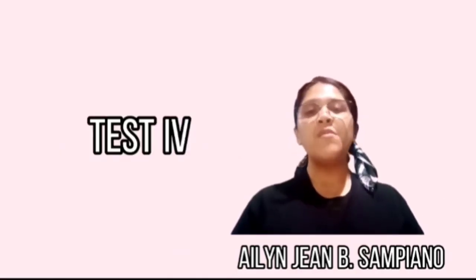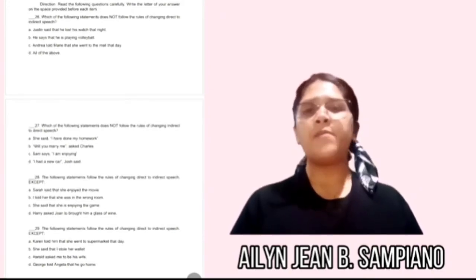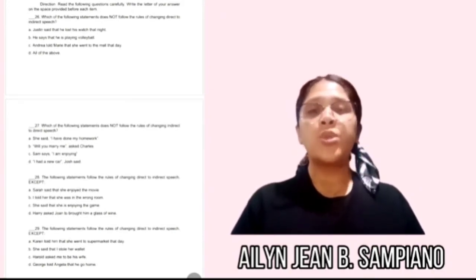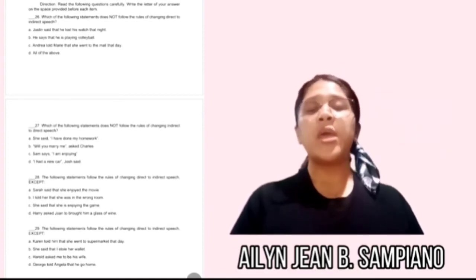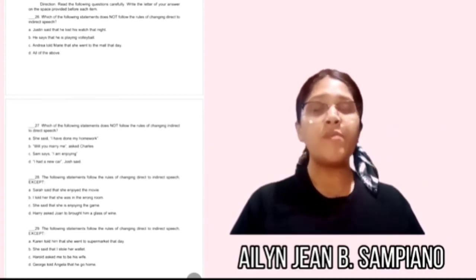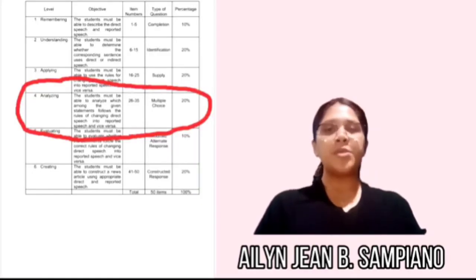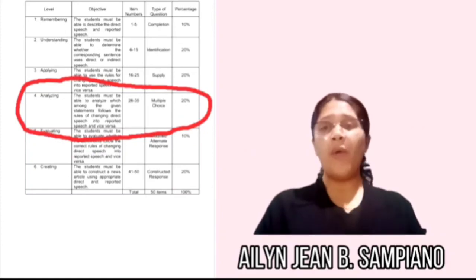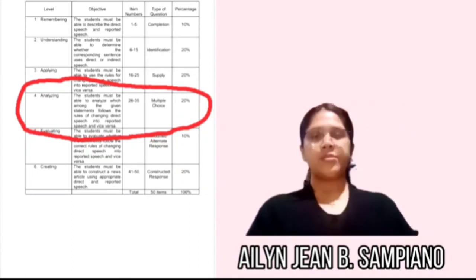Now, let's move on to Test 4. Test 4 is a multiple choice type of test. Item numbers are 26 to 35. This test is a form of assessment in which students are required to select the correct or the best answer out of the choices from the list. In the table of specifications, or TOS, this type of test is under the analyzing level of the cognitive domain.